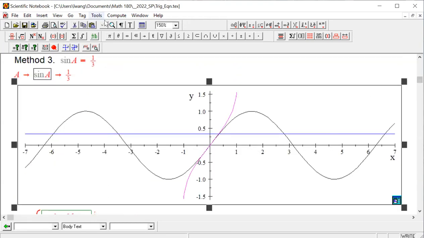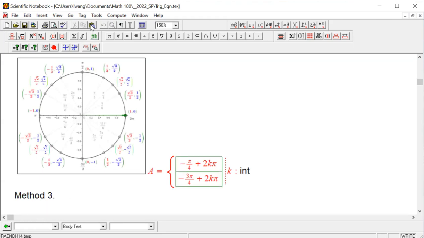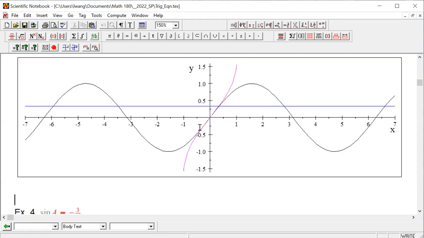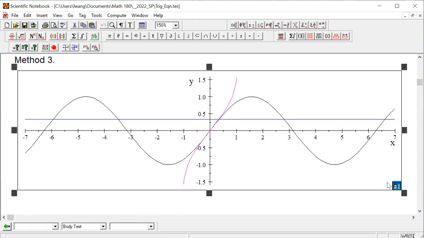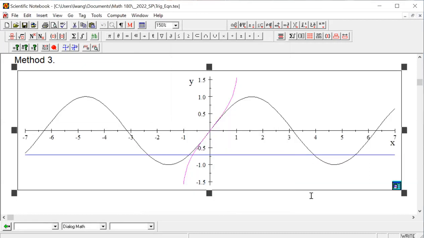Method 3 is about using the curve. And here we go. Instead of cutting at 1/3 or 1/2, this time the horizontal line is at negative √2 over 2. See? There you go. So what are the solutions? It's the same drill.